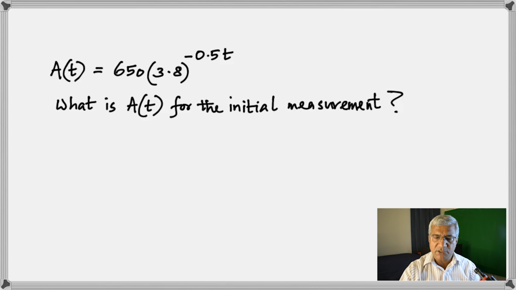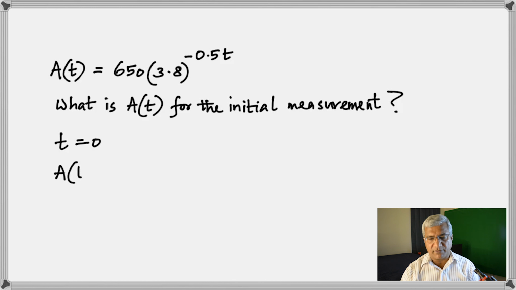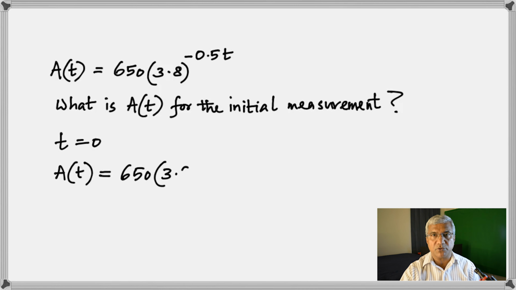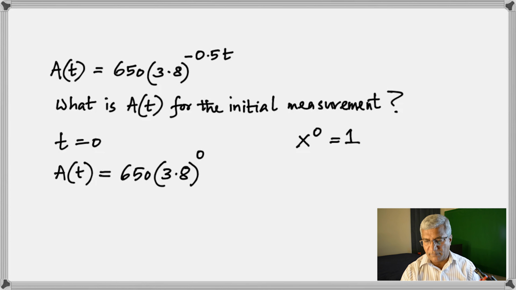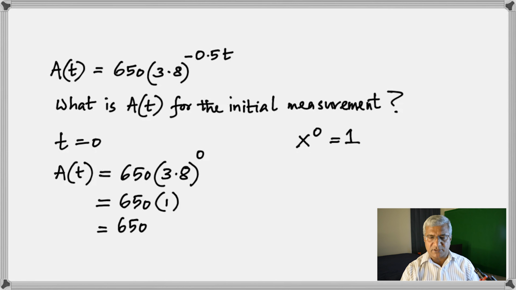So all we got to do is substitute the value of t here as 0. And when we do that, we will get the value of the function. So that's 650 times 3.8 raised to 0, because when you multiply anything with 0, it becomes 0, right? So 0.5 times 0 is 0. And anything raised to 0 is 1. That's another important rule. Anything raised to 0 is 1. So now we have 650 times 1, which is 650. That's the answer.